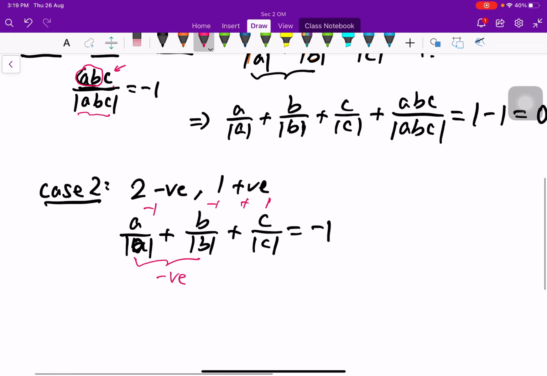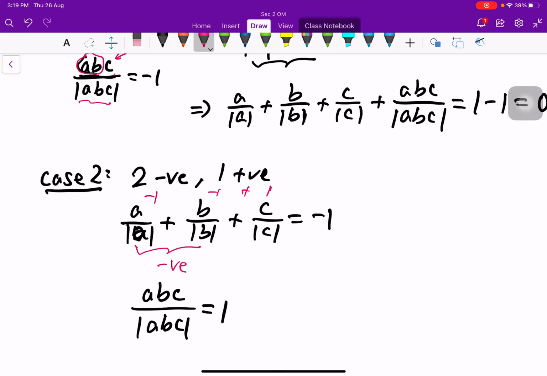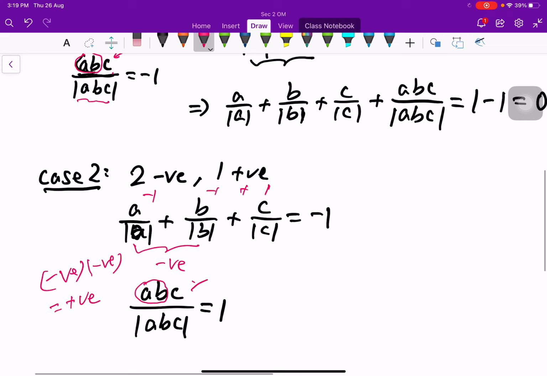On the other hand, can you see that ABC divided by the absolute value of ABC, the answer should be 1? Because if you assume that these 2 are negative, a negative multiplied by another negative gives you a positive number. Therefore this is actually positive, and the answer is actually +1.